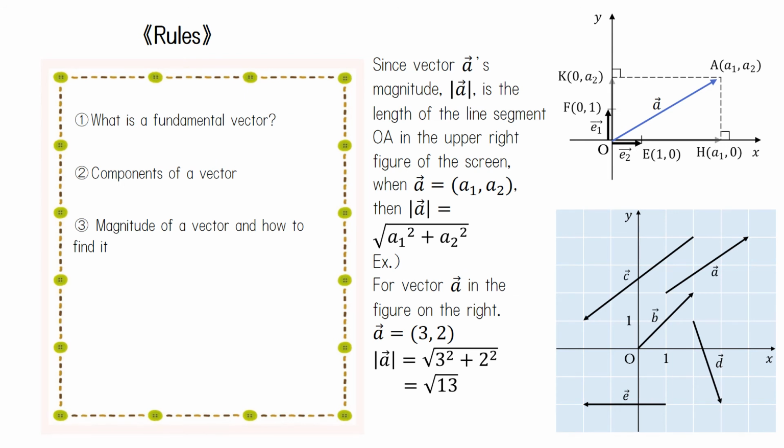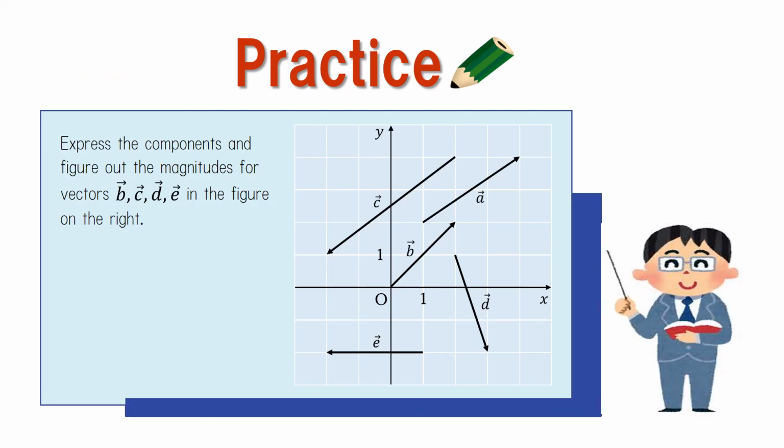Now let's talk about the magnitude of a vector and how to find it. Since vector A's magnitude, absolute value vector A, is the length of the line segment OA in the upper right figure of the screen, when vector A equals A1, A2, then absolute vector A equals square root of A1 squared plus A2 squared. Now let's do some practice.